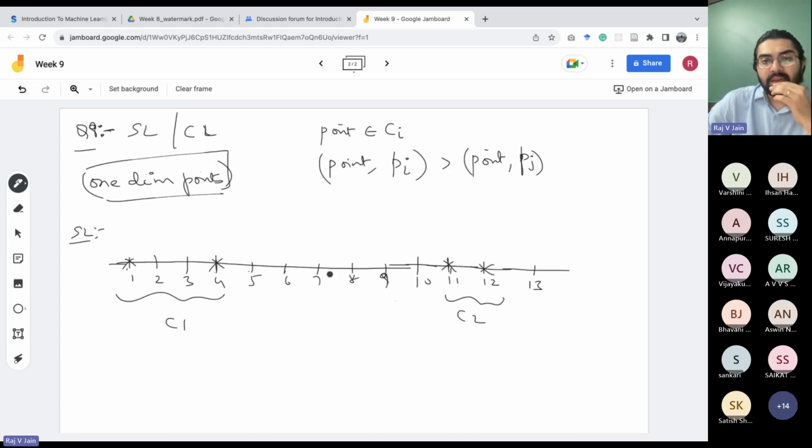Now let's consider a point at 7.1. All right, I have a point here. If I use single linkage, ideally what will happen? This point is 3.1 units apart from cluster C1, because we're using single linkage, and it's different from C2 by a distance of, what is that called? 4.